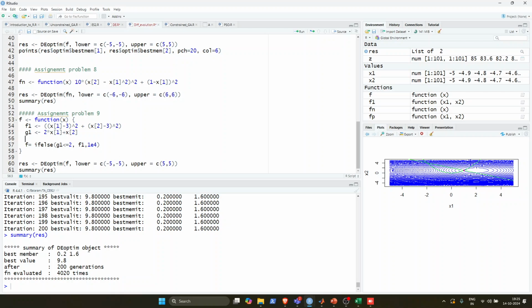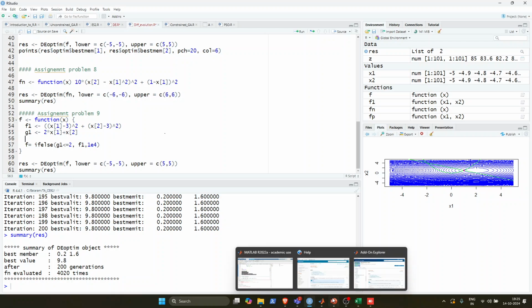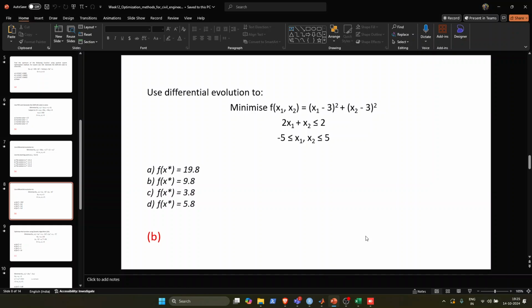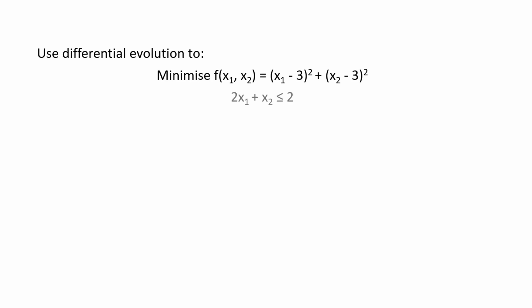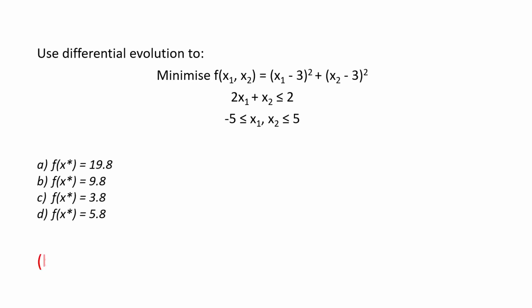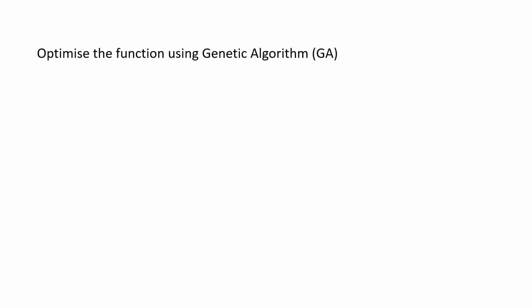So the correct answer is best member 0.2, 1.6, and best value 9.8. Just check what the question was. You just have to say the function value. So the correct value will be 9.8. So B will be the answer. Okay. Differential evolution is clear, right?